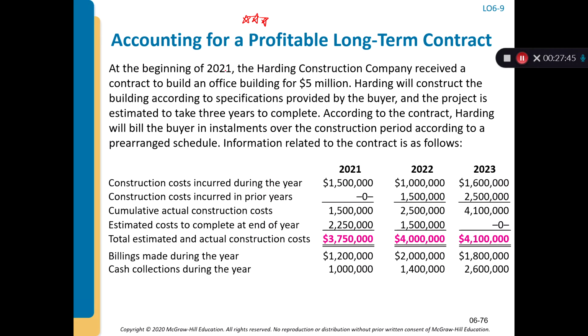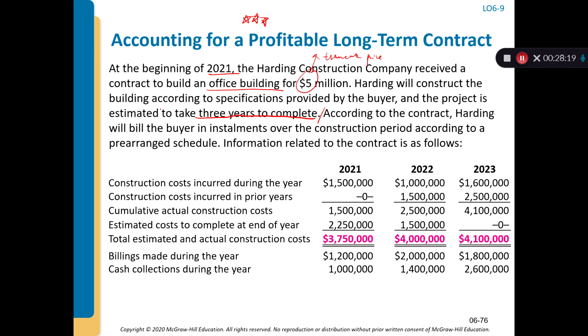At the beginning of 2021, Harding Construction receives a contract to build an office building for $5 million. Here, $5 million is the transaction price, which is the total amount Harding Construction expects to receive, that they are entitled to receive if they finish building this office. Harding will construct the building according to specifications provided by the buyer, and the project is estimated to take 3 years to complete.